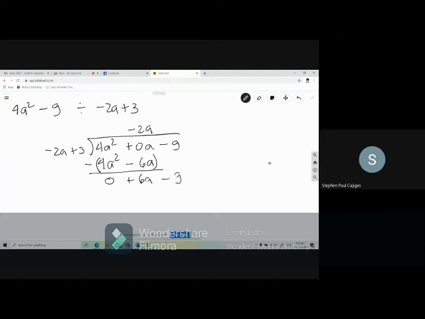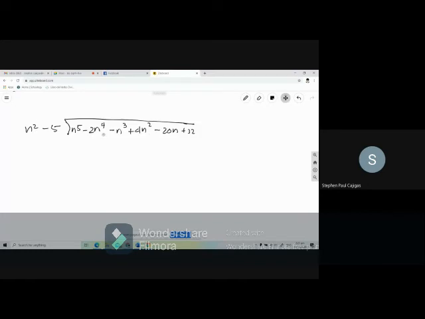So next, 6a divided by negative 2a. So that is negative 3. Negative 3 times negative 2a. That is positive 6a. Negative 3 times positive 3 is minus 9. Subtract this whole thing. So again, we get 0 and 0. So the final answer is negative 2a minus 3.